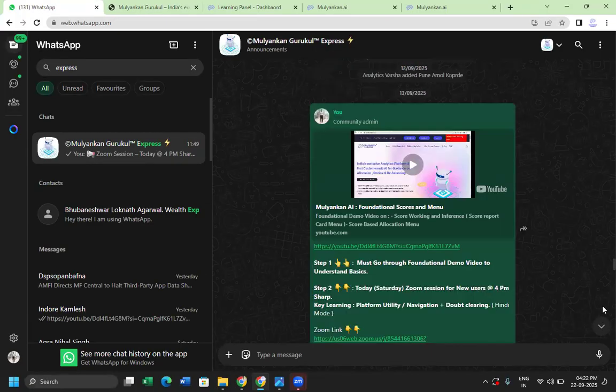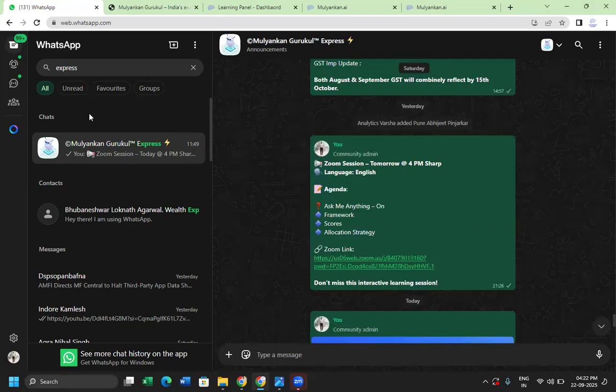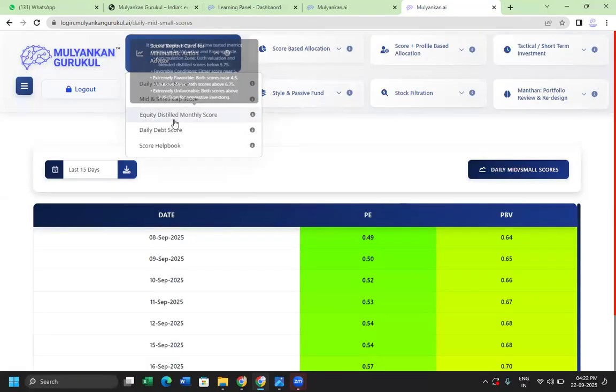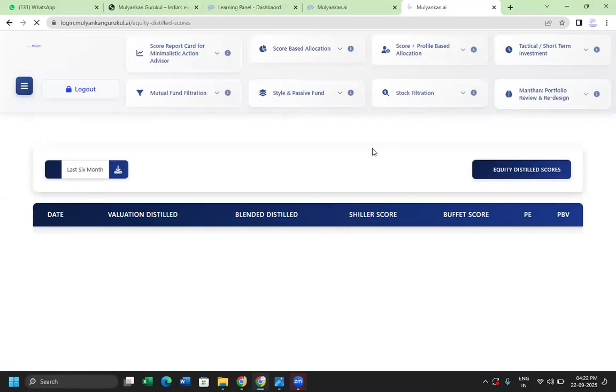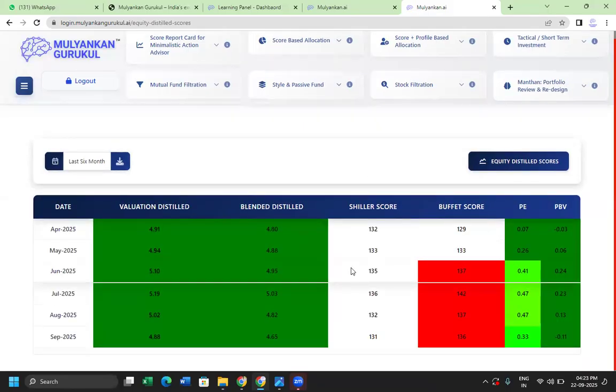And in the portal, in the monthly score, the Buffett score is also there. Buffett score is completely red. So how should we read that with respect to lump sum allocation? That's why, sir, the indicator is still not telling you to go overboard into equity, or let's say go 100% into equity.